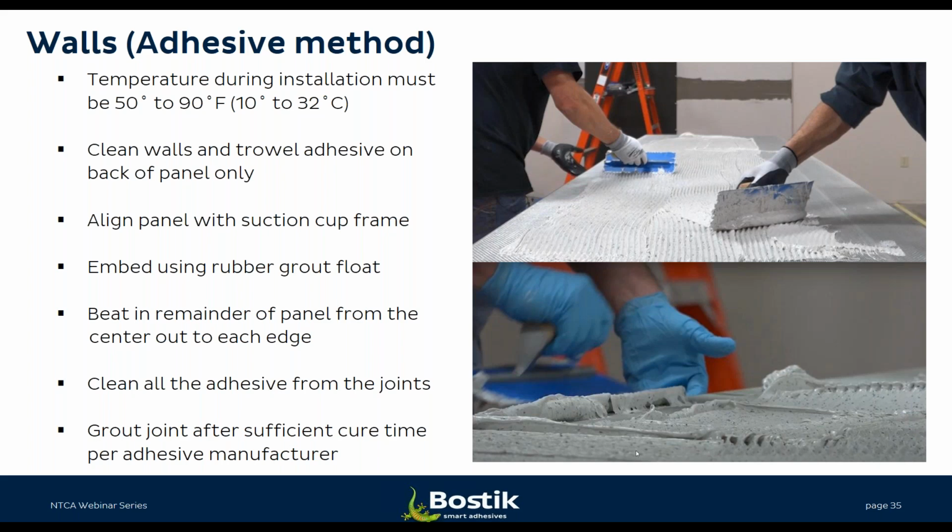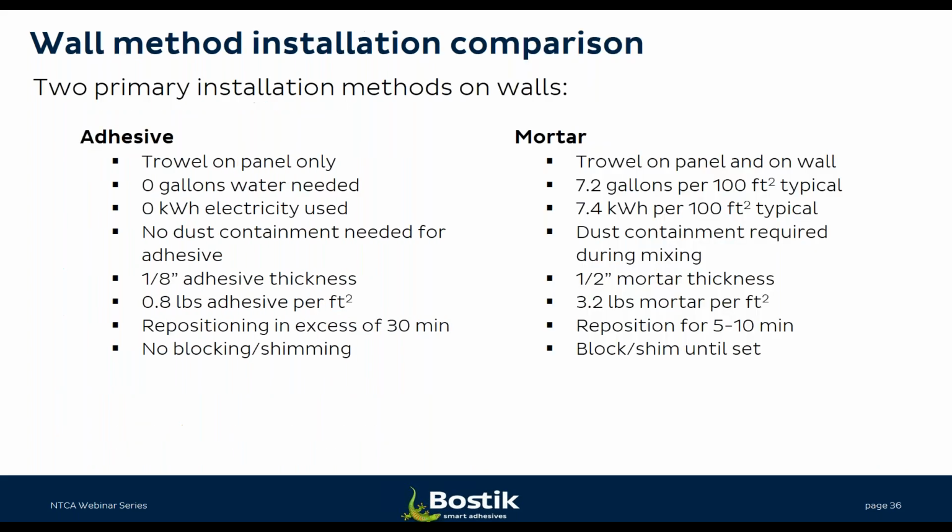So same methods apply. The material needs to be combed only on the back of the panel in this case, as opposed to both the panel and the wall. But you're still going to embed the panel using a rubber grout float, beat in the remainder of the panel with a grout float or the beat-in paddle, a rubber-coated beat-in paddle. Clean all adhesive from the joints and then grout after sufficient cure time has been obtained.